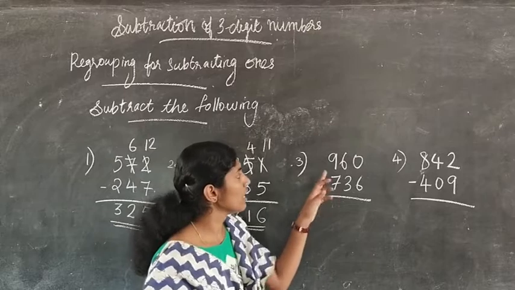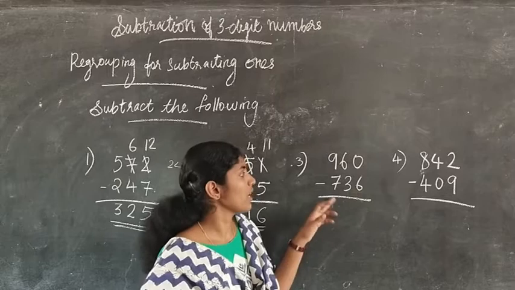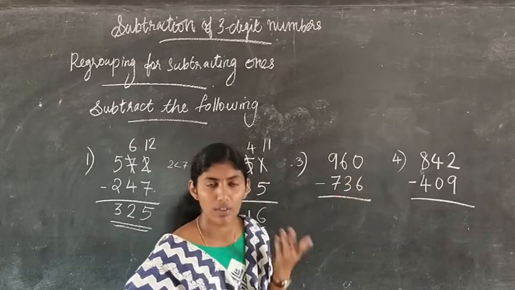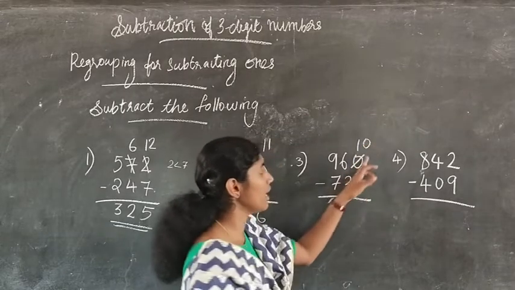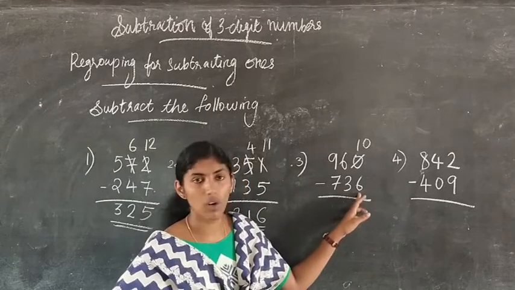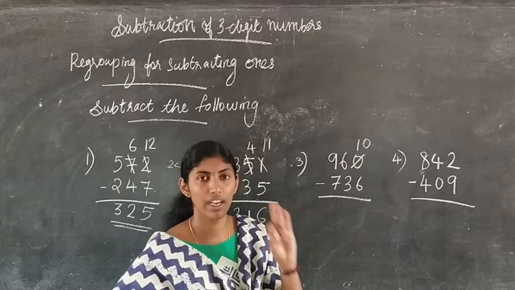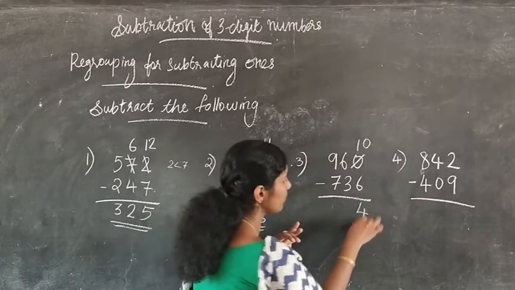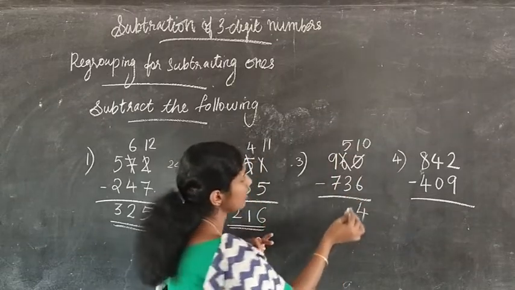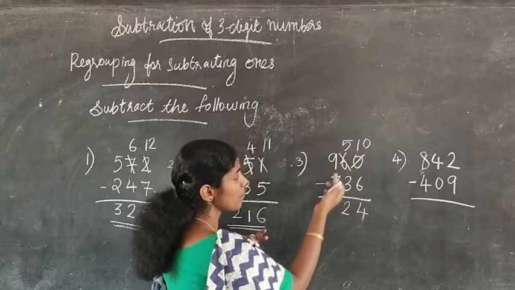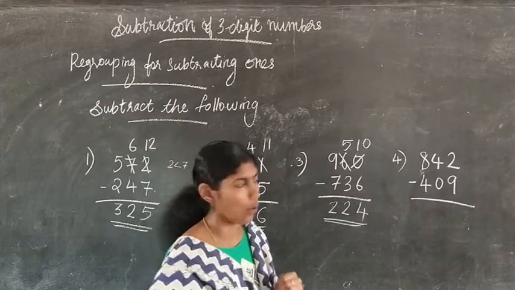Then third question, 960 minus 736. Here also 0 is less than 6. So what we have to do? Yes, we have to borrow and we have to regroup as 10. Then 10 minus 6. Count forward after 6 till we reach 10. That is 7, 8, 9, 10. So write 4 here. Then here we have only 5. Then 5 minus 3, we have 2. Again 9 minus 7, 2. So we got the answer as 224.